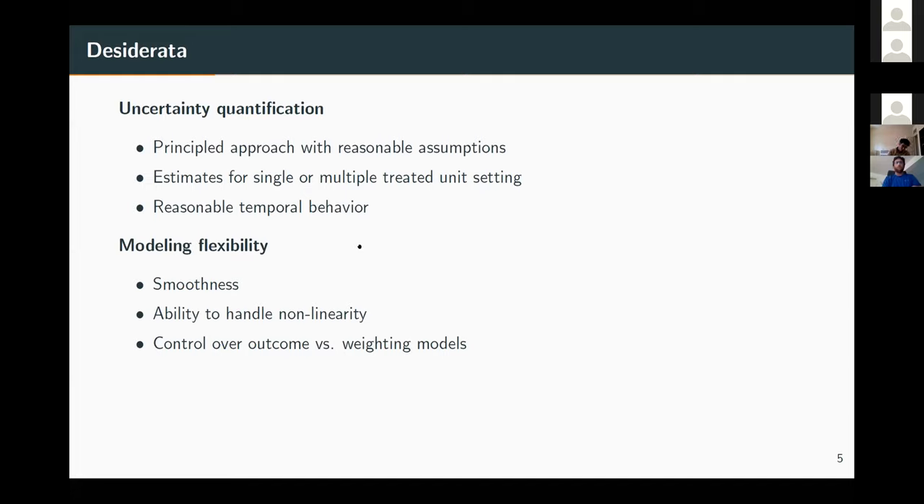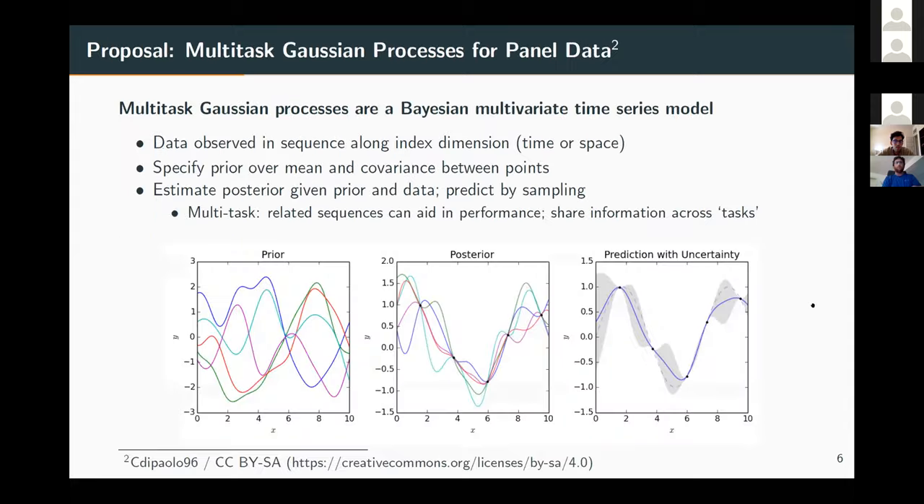In addition to that, we want flexibility in how we model the data. We want to think about things moving smoothly over time rather than there being jumps in the time series. We want to be able to handle nonlinearities with nonparametric methods. And we want to have some control over this hybrid approach between using outcome-based methods and weighting-based methods. So our proposal is to use multitask Gaussian processes.